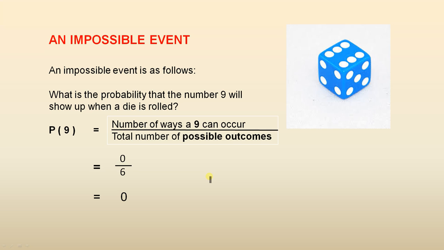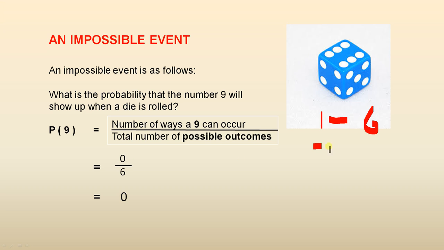An impossible event. An impossible event is as follows. What is the probability that the number 9 will show up when a die is rolled? Now look at the die here. It's a 6-sided die with the numbers from 1 to 6 on it. Okay? 1 to 6, that's all you have. There is no 9. So there's no way that the 9 can occur. That's why I have 0.